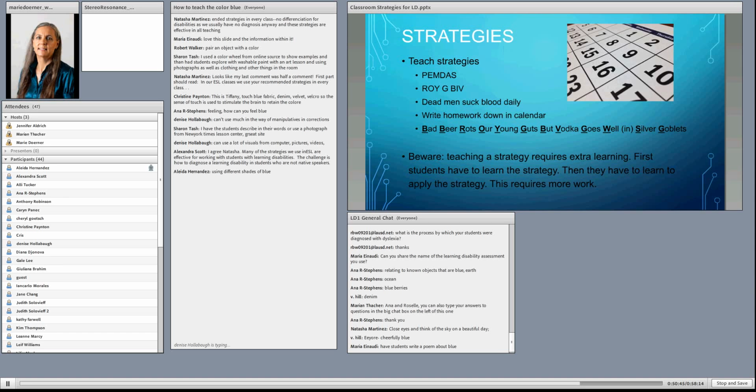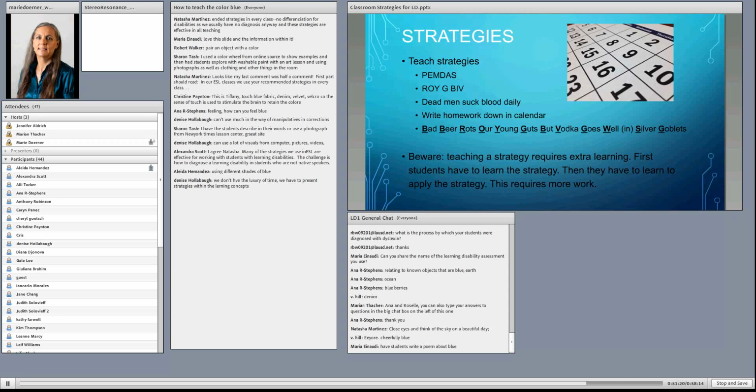I think in my math class almost every day we used PEMDAS. Some people learn it as please excuse my dear Aunt Sally: parentheses, exponent, multiply, divide, add, subtract. It's for algebra. Does everyone know what Roy G. Biv is for? It gives you the colors of the rainbow: red, orange, yellow, green, blue, indigo, violet.